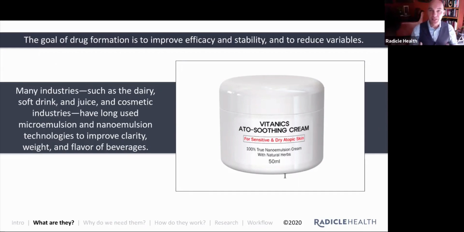And to address these challenges, there have been a lot of industries, the dairy industry, soft drink, juice industries, cosmetic industries, that have long used microemulsions and more recently nanoemulsions to improve things like clarity and weight and flavor of beverages and onset and bioavailability. The pharmaceutical industry has been using microemulsions to deliver oil-soluble active ingredients through the blood. Pesticides are often made using emulsions. They're commonly used in the cosmetics industry. Water can be emulsified into fuels to make them burn cleaner. And then sometimes oils are added into water-based beverages to provide some flavor.